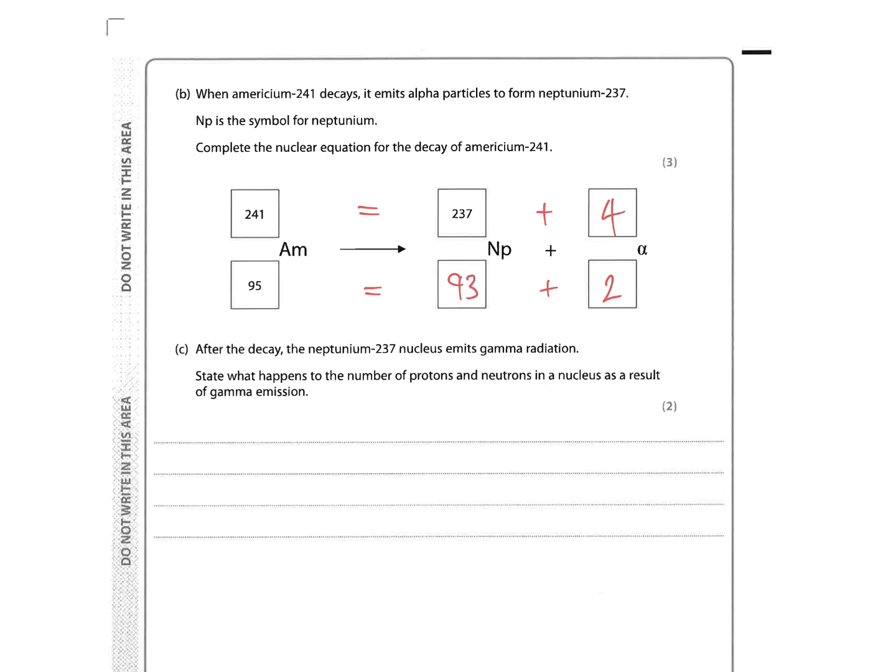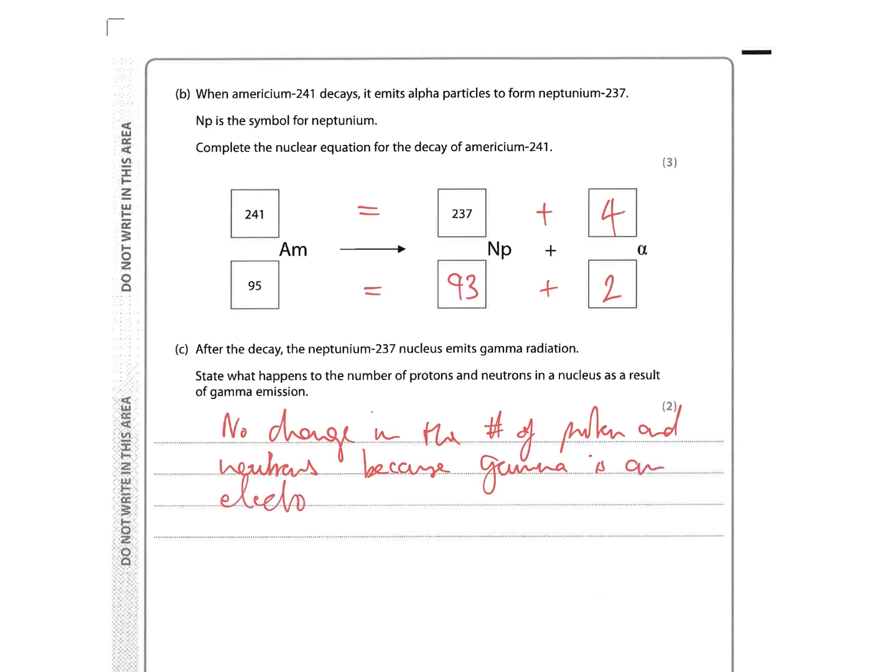Good. The next part says, after the decay, the Neptunian emits a gamma radiation. State what happens to the number of protons and neutrons as a result of the gamma emission. Well, there is no change in the number of protons and neutrons, because gamma is an electromagnetic wave.